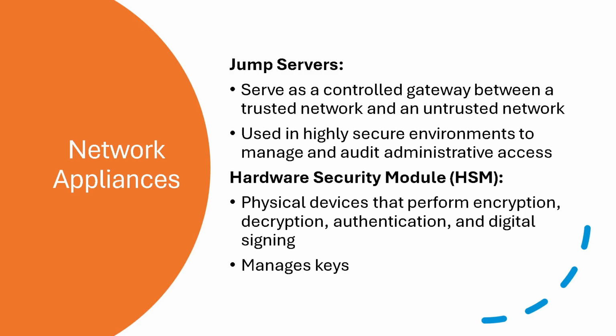Network appliances. Jump servers. Jump servers serve as a control gateway between a trusted network and an untrusted network. It is used in highly secure environments to manage and audit administrative access. Hardware Security Module or HSM. An HSM is a physical device that performs encryption, decryption, authentication, and digital signing.